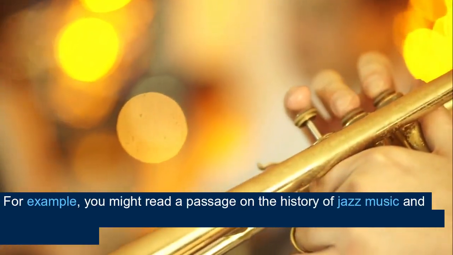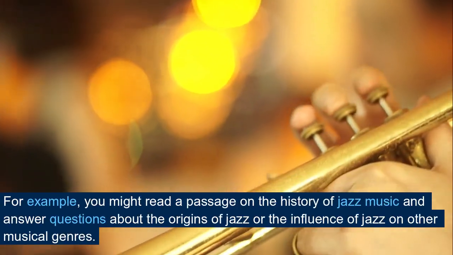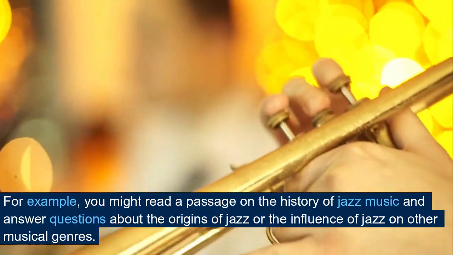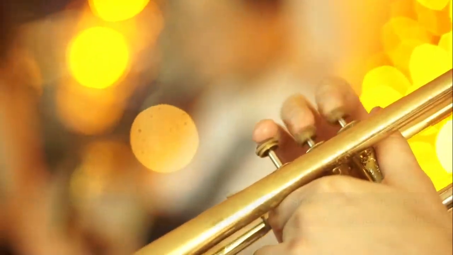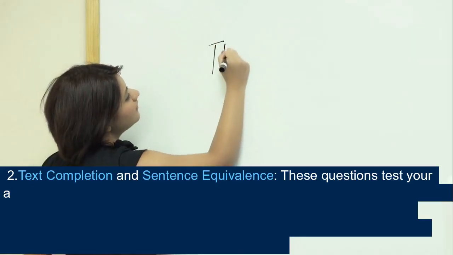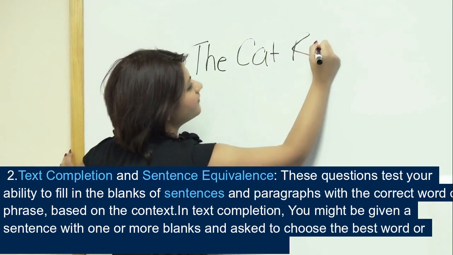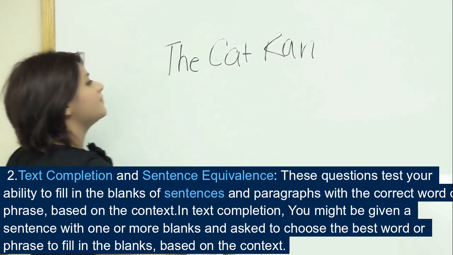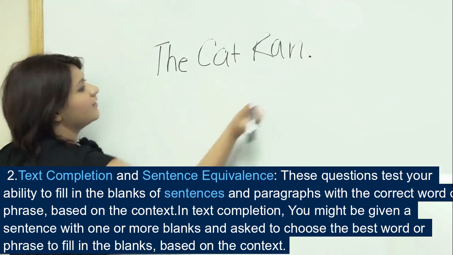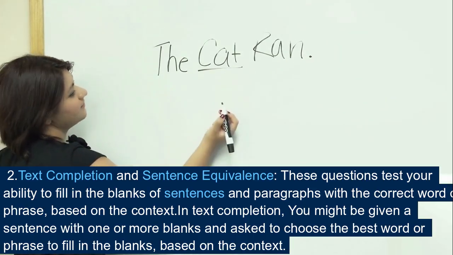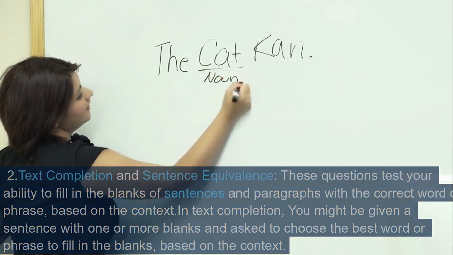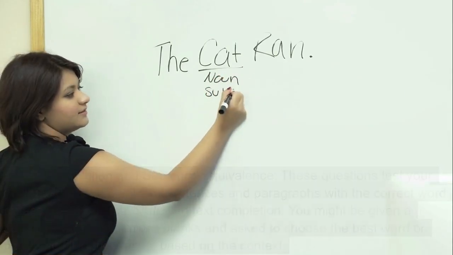For example, you might read a passage on the history of jazz music and answer questions about the origins of jazz or the influence of jazz on other musical genres. 2. Text completion and sentence equivalence. These questions test your ability to fill in the blanks of sentences and paragraphs with the correct word or phrase, based on the context. In text completion, you might be given a sentence with 1 or more blanks and asked to choose the best word or phrase to fill in the blanks, based on the context.